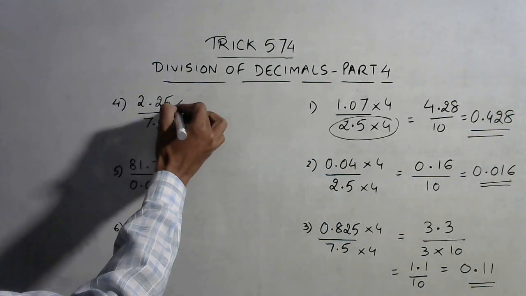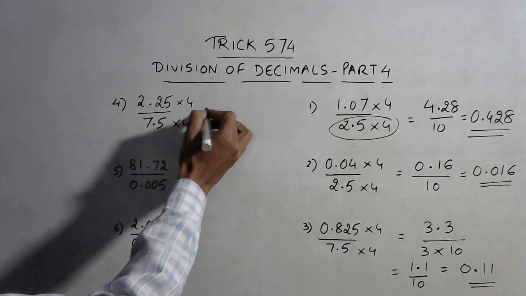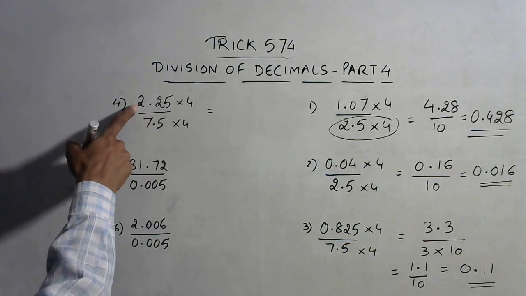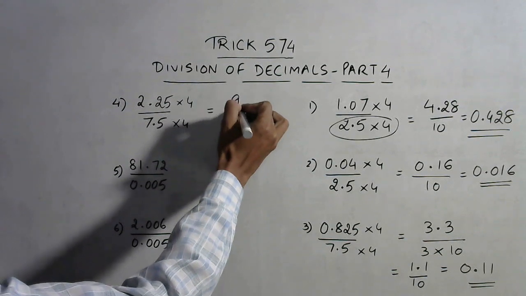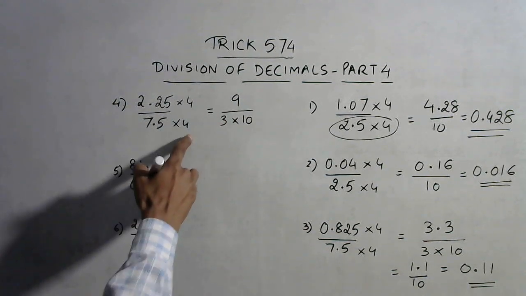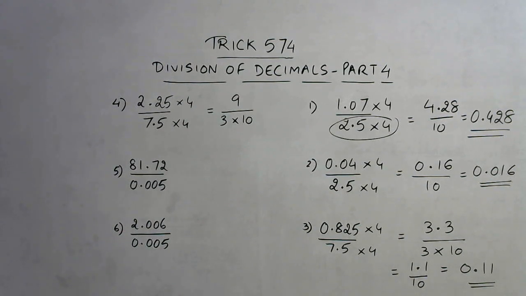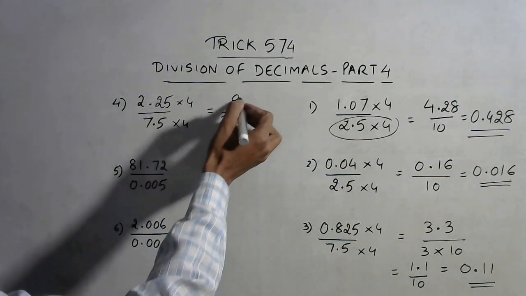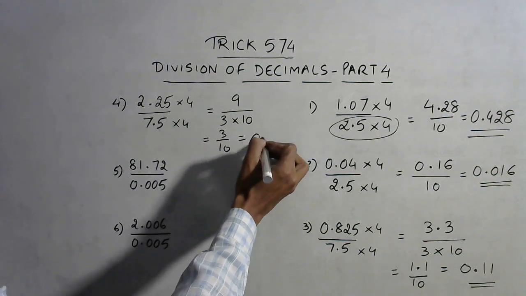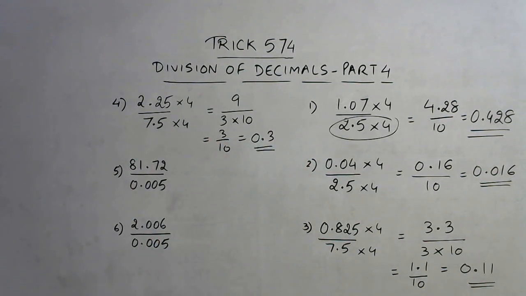So this is 4, 4, 2.25, the double is 4.5. Further double 9. And in the denominator 7.5 into 4 reduces to 3 into 10. Now 3 cancels 3 times. So this is 3 by 10 and the answer is 0.3. As simple as that. So division by 7.5 can be as easy as that.